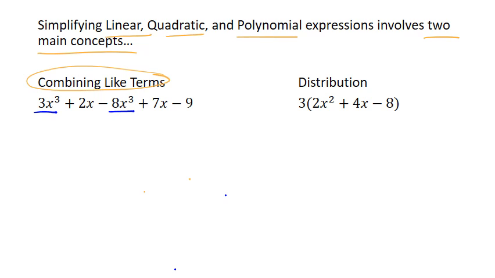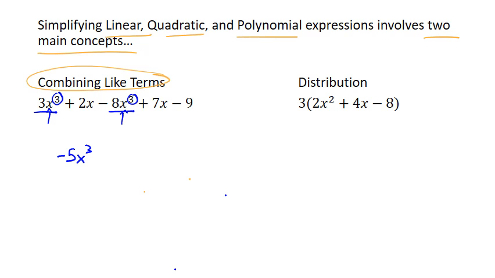So I'm looking at this 3x to the third and the negative 8x to the third. They both have the same variable raised to the same exponent. So those two terms I can combine together into a single term. And I do that by just combining the coefficients in front of the x to the thirds. 3 minus 8 is negative 5. So it would become negative 5x to the third.